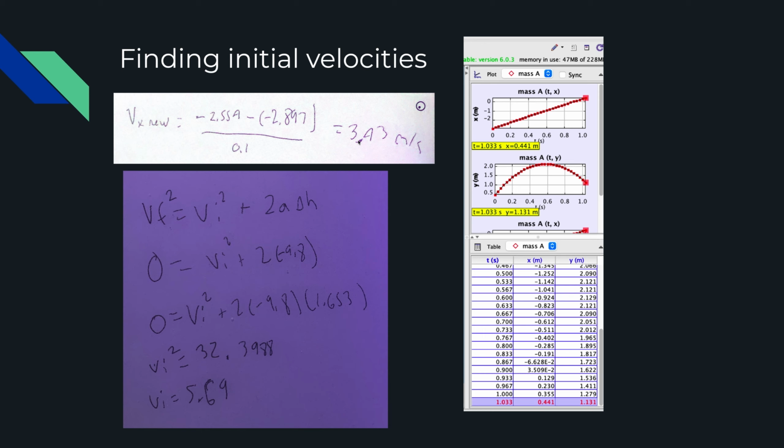For the y velocity, I used this kinematics formula down here to get the initial velocity that would get me to the max height that we found in the experimental data. Basically, I plugged in the components here. The final velocity was 0. We're solving for the initial velocity, so I didn't have anything for that. The acceleration due to gravity was negative 9.8, and the change in height was 1.653 from the initial position to the max height. We solved this equation for the initial velocity, and we got that our initial velocity in the y direction was 5.69 meters per second.